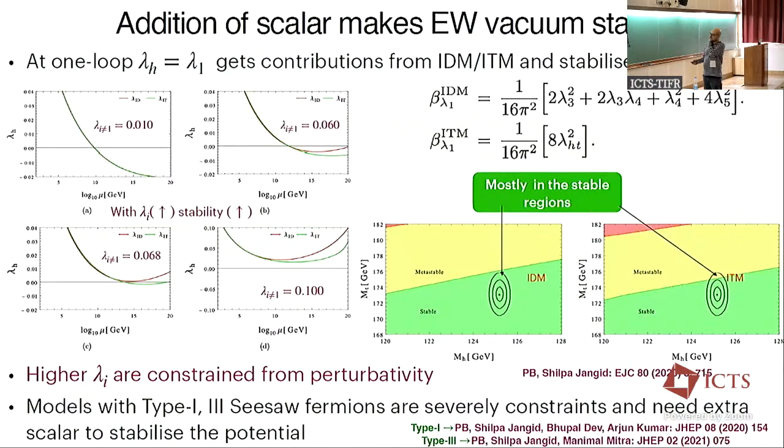So these two papers that I wrote with Shilpa and Gopal and Arjun, and Shilpa and Manimala, are also very interesting, because these are fermionic extensions, and the vacuum becomes more unstable if you introduce these fermions. So to enhance the stability, these scalars could be handy, and they can also provide the dark matter. But today I'm not going to talk about these two works.